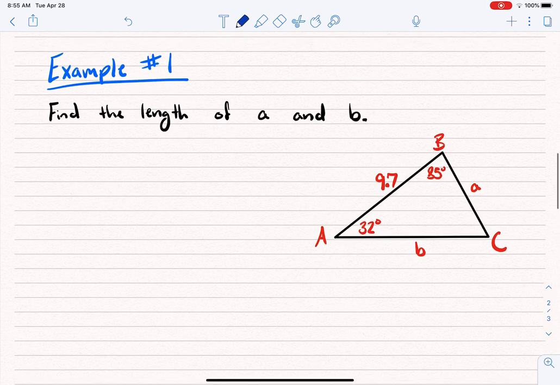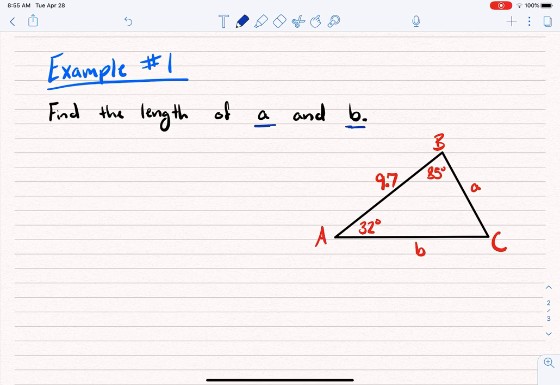All right, and so I've got this triangle set up, and you notice we're missing 2 sides. We don't have A, we don't have B, and we're also missing an angle. We don't have angle C. Now, good news, we know that if we've got 2 angles of a triangle, we can get that third angle because the 3 angles have to sum to 180.